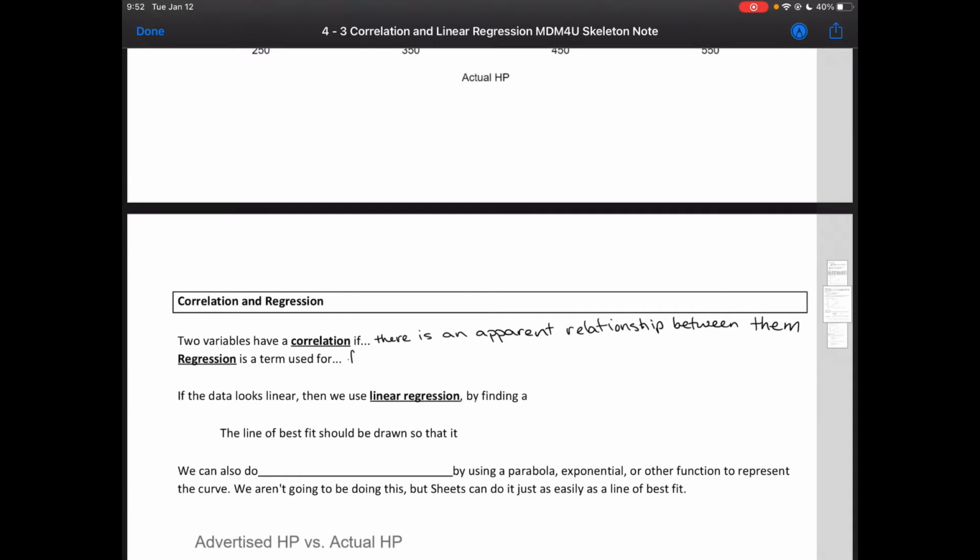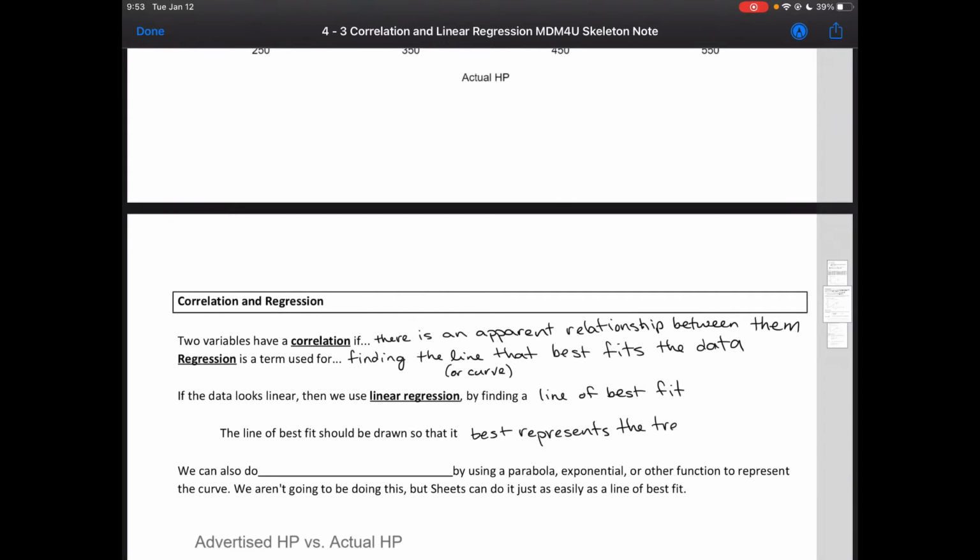And we use the term regression to describe finding the line, or curve, that best fits the data. If the data looks linear, we use linear regression by finding a line of best fit. The line of best fit should be drawn so that it best represents the trend in the data.